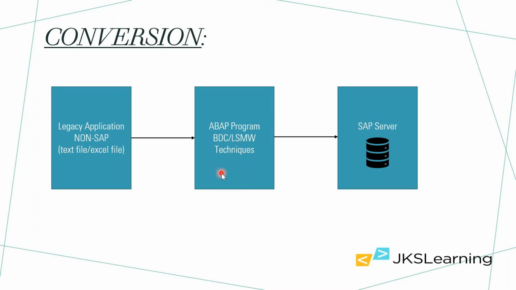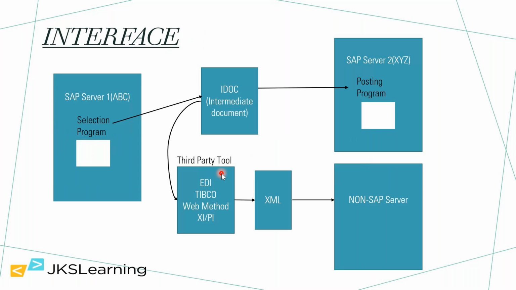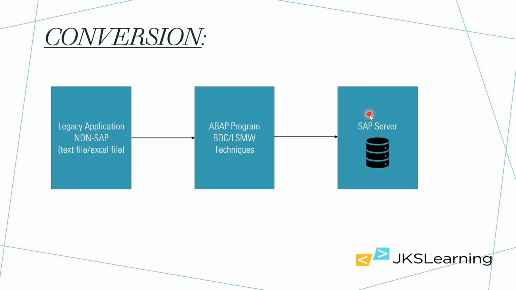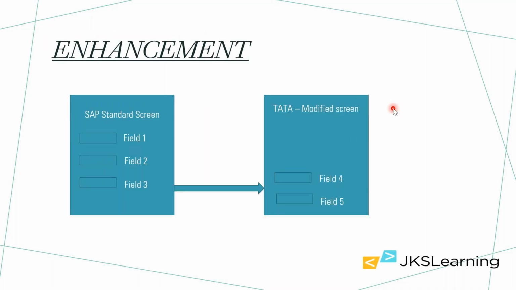Now you might be thinking, what is the difference between interface and conversion? The main difference is that interface is a continuous process. We might be getting daily orders and sending them to different servers, but conversion is a one-time process. The customer will convert all their non-SAP data to SAP in one go. This is the main difference between both of them. What is the next object we have?